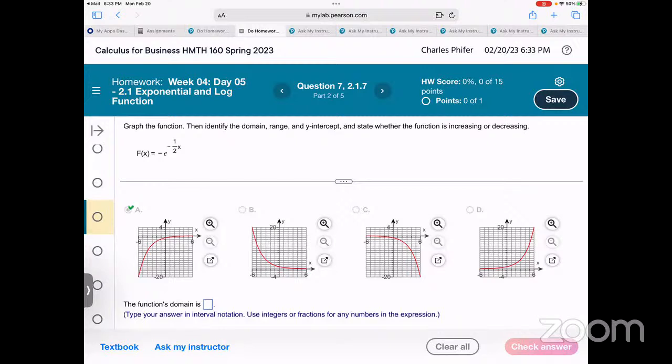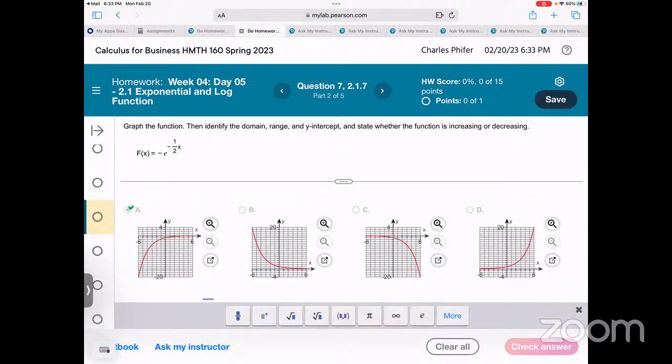That's okay. The domain. So if the graph is A, then based on that image, the domain of exponential is all reals. So this domain is going to be all reals, negative infinity to infinity.